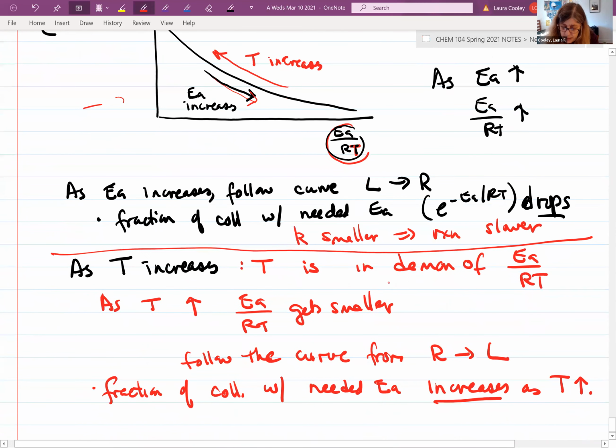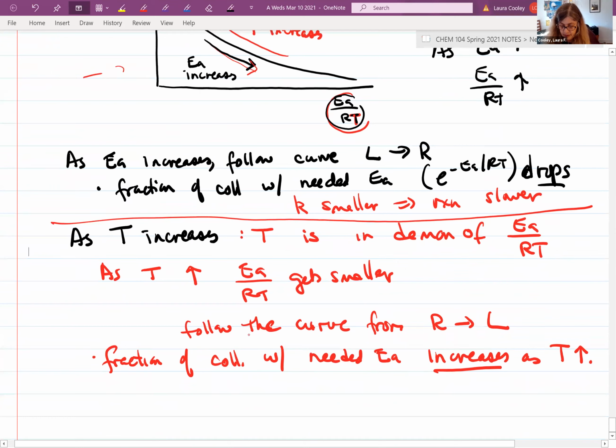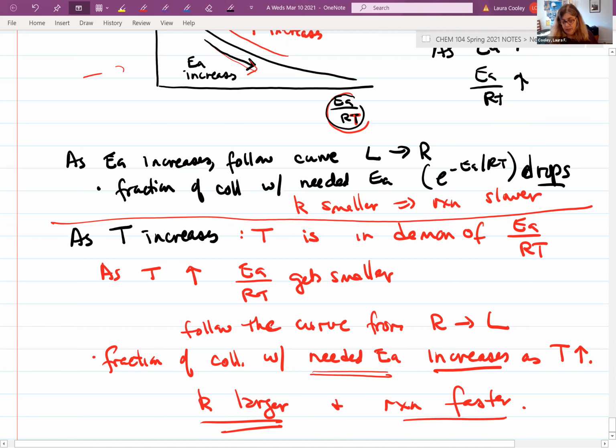As the temperature increases, well, temperature tells you how much energy that sample has. If it goes up, then the fraction of collisions with the needed activation energy, well, there's going to be more of them because there's more energy in the sample. As the temperature goes up, the fraction of collisions will increase. K will be larger, and the reaction will be faster at a higher temperature.